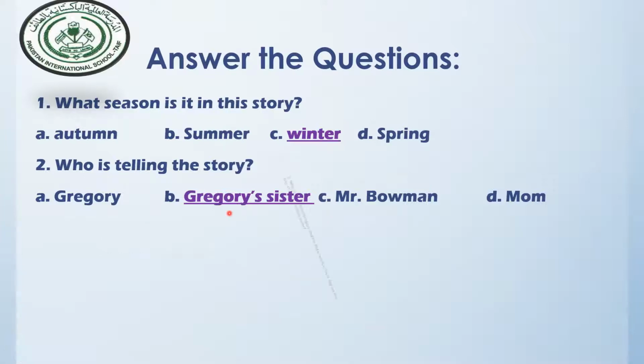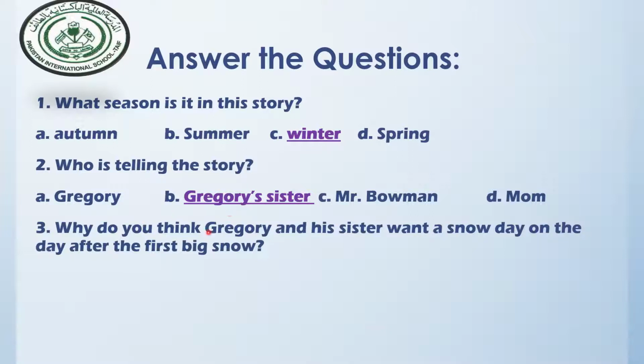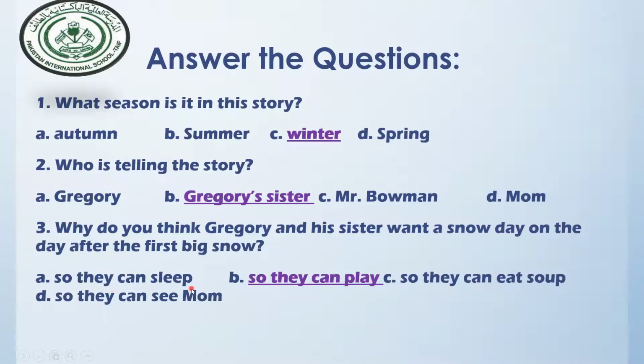Number three question, dear students: why do you think Gregory and his sister want a snow day on the day after the first big snow? You have to recall your memory, because you understood the story and learned it very carefully. Four options are given: A, so they can sleep; B, so they can play; C, so they can eat soup; and D, so they can see mom. Because they can play in the snow, the correct option is B, so they can play.